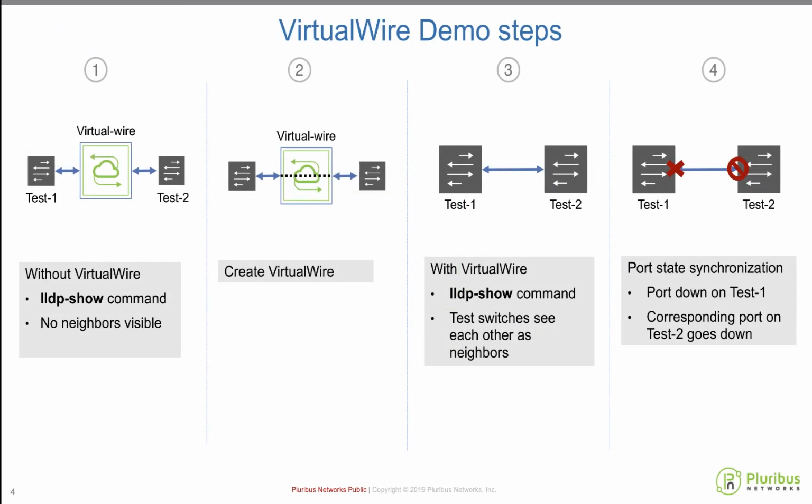This demo is broken into 4 steps. First, when test 1 and test 2 are connected to the VirtualWire switch, no neighbors are seen. This is by design as the switch is in VirtualWire mode. Second, we'll configure a VirtualWire in the patch panel between ports 17 and 97. Third, at this point, the test 1 switch will see the test 2 switch as a neighbor. And fourth, we'll take down a port on one of the test switches and show that, as expected, the corresponding port on the other end of the VirtualWire goes down as well. Now, before we start, there's no need to try to keep track of the commands. We have a slide at the end of the presentation that does that for you.